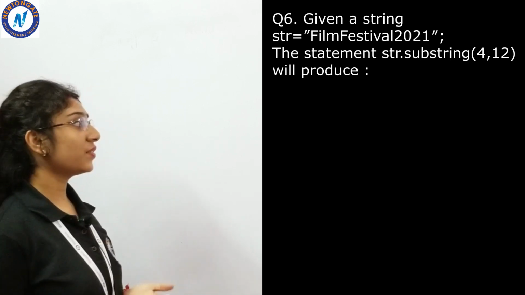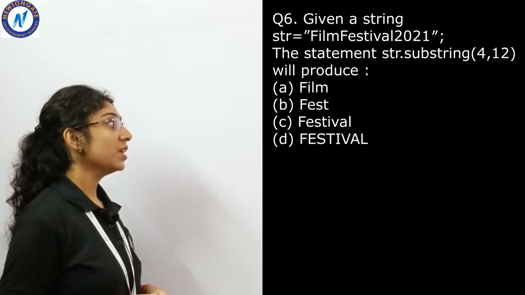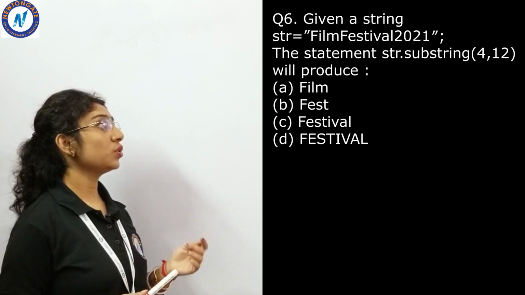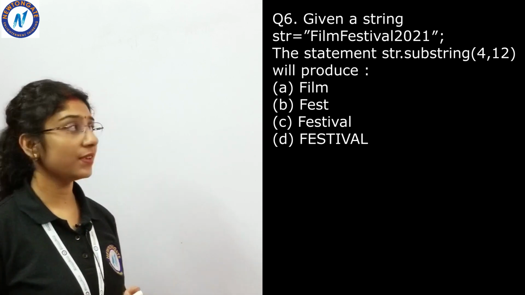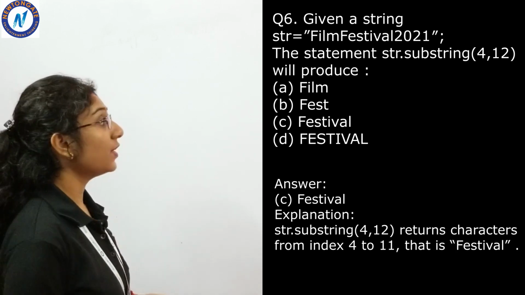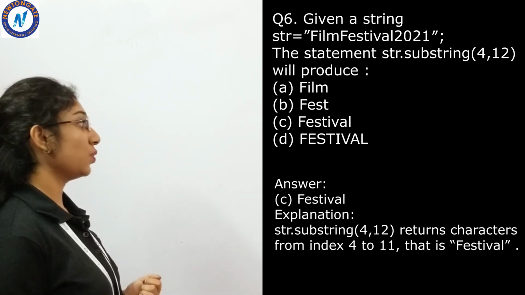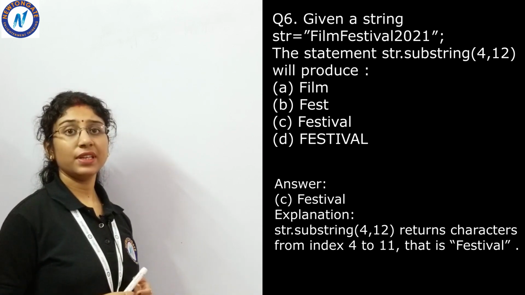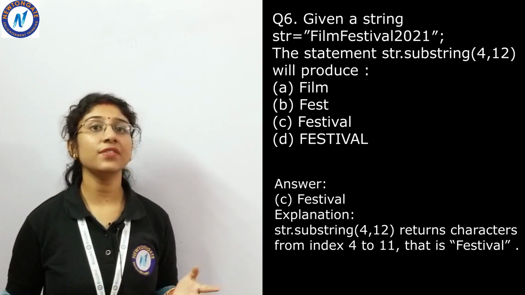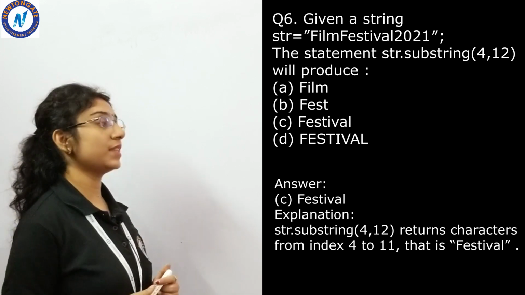Next question: here one string is given, "film festival 2021", and we have to find the output. Here the substring is given as 4, 12. So 0, 1, 2, 3, then 4. 4 means F, starting "festival", then 4, 5, 6, up to 11 it will take. So up to 11 it will be "festival". Here the options are given: film, no; fest, no. 2 festivals are given in options C and D. But as the string is given in small letters, ultimately it will be in small letters only. Why would it be written in capital letters? So the option will be C. Clear?